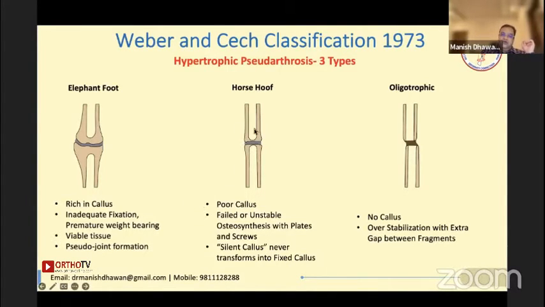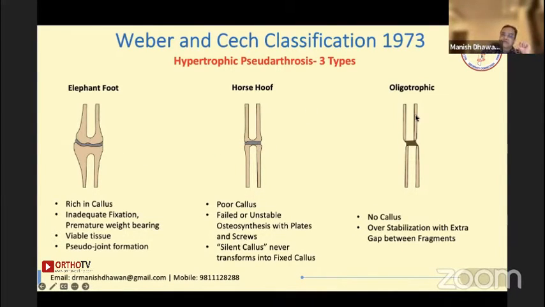The second type is horse hoof, which is basically a smaller version of elephant foot. It has a poor callus. Failed or unstable osteosynthesis with plate and screws gives this horse hoof variety. With plate and screws, it has a silent callus which never transforms into fixed callus. So this part never transforms, unlike the hypertrophic non-union, which has a viable callus. This is a dead callus.